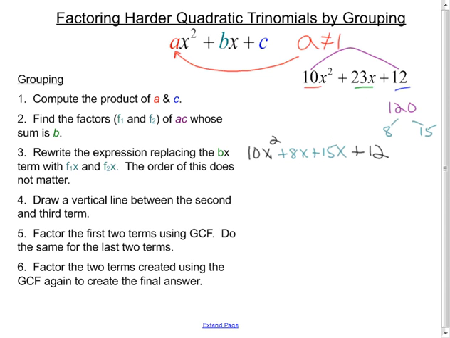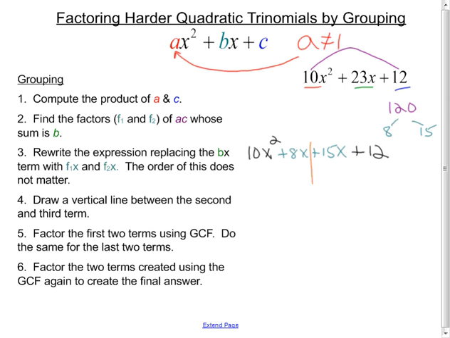Step 4 is to draw a vertical line between the second and third term. Notice when I do this that I keep the sign of the third term with the third term. That's important. Now, this is where I've created two groups. The first two terms are a group, and the last two terms are a group, which brings me to step 5. It says factor the first two terms using GCF.